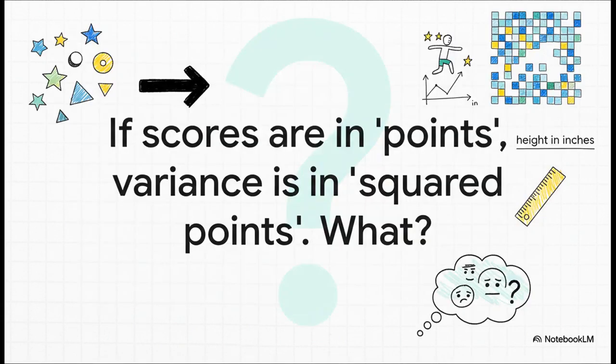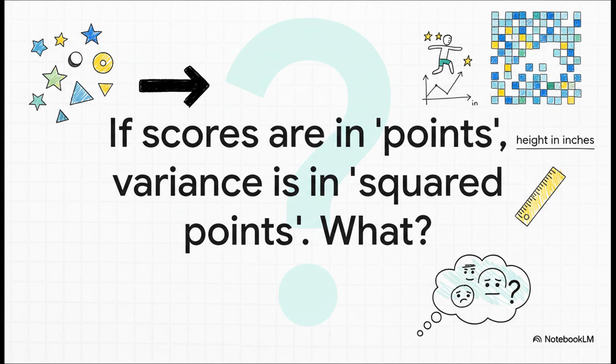Okay, so we've fixed the math problem, but we've accidentally created an interpretation problem. If our athlete scores in points, their variance is now in squared points. If we were measuring height in feet, the variance would be in squared feet. It's just weird, and it doesn't really mean anything intuitive. What even is a squared point?